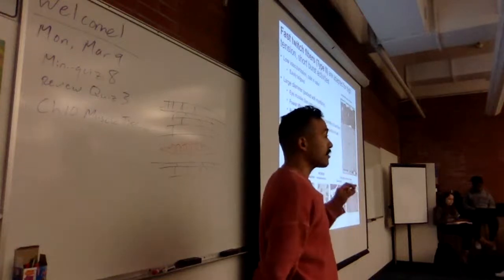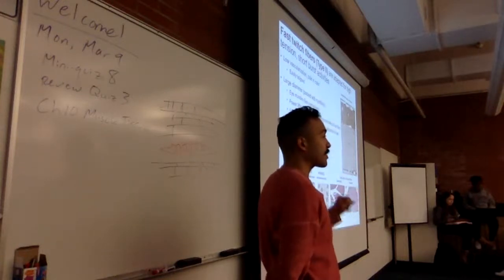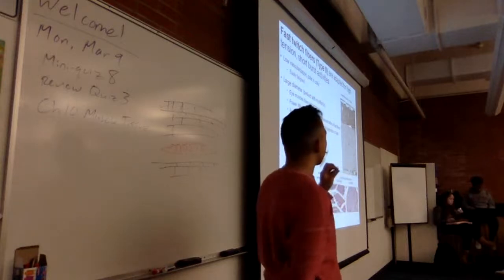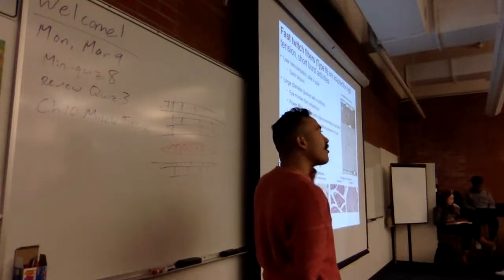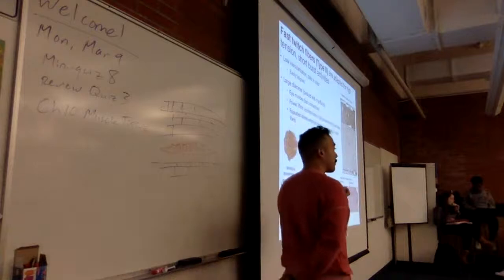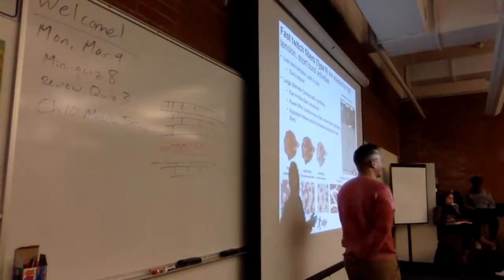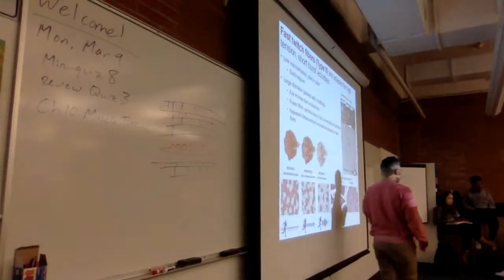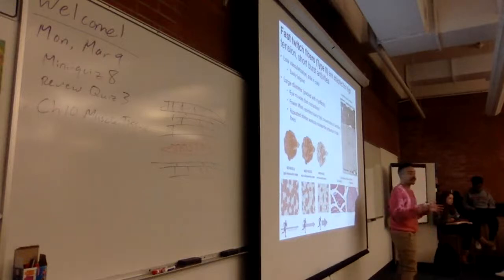Cool. So slow twitch, lighter in color, smaller diameter. Fast twitch, large in diameter. Wait, what did I say? Slow twitch, darker in color. There we go, because of the myoglobin. Smaller diameter, it can last a long time. Fast twitch, larger diameter, stronger. They don't last very long, and they're pale.